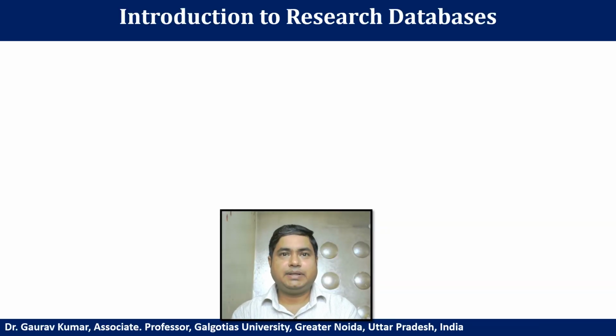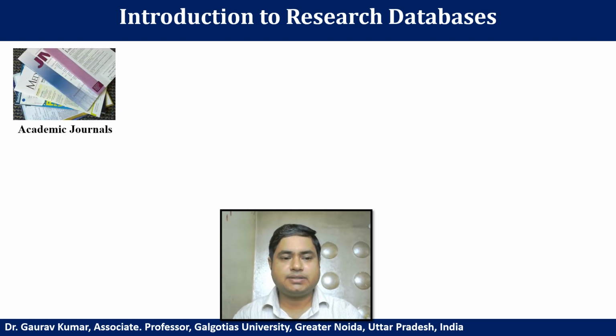So a research database is a structured collection of data or information that is specifically designed to support research activities and facilitate the retrieval of relevant research materials. These databases are typically electronic and can cover a wide range of subjects including academic disciplines as well as scientific fields. So the research database can provide access to various types of resources such as academic journals.